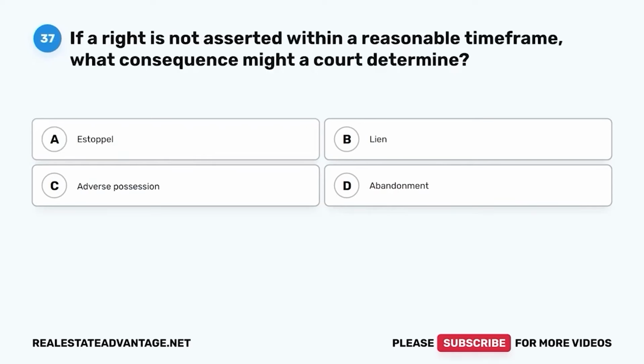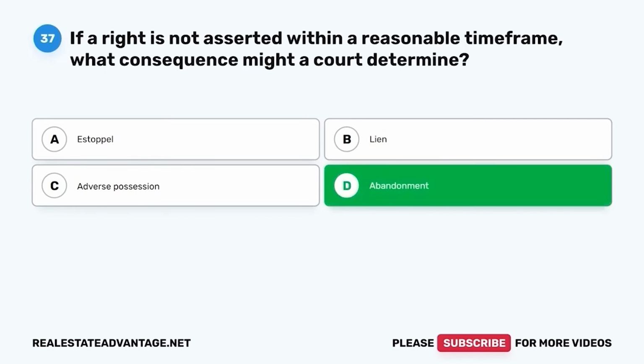Question 37. If a right is not asserted within a reasonable time frame, what consequence might a court determine? A, estoppel. B, lien. C, adverse possession. D, abandonment. The correct answer is D, abandonment.